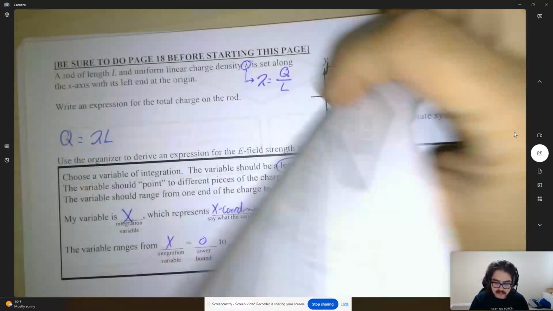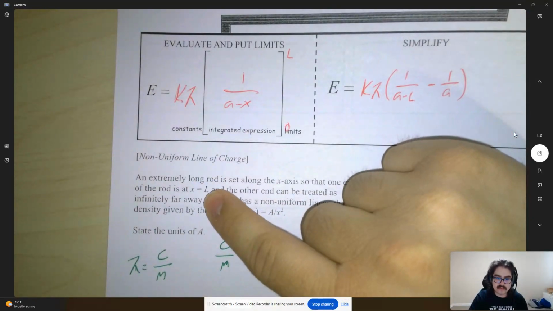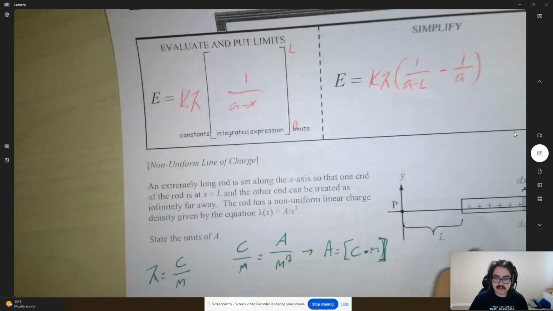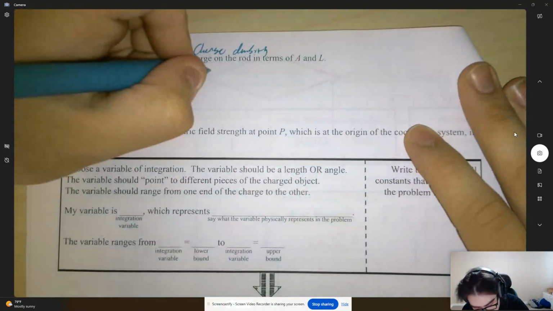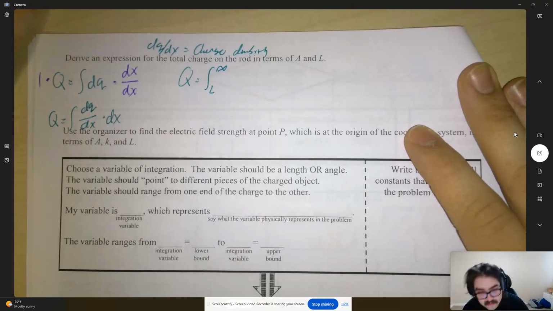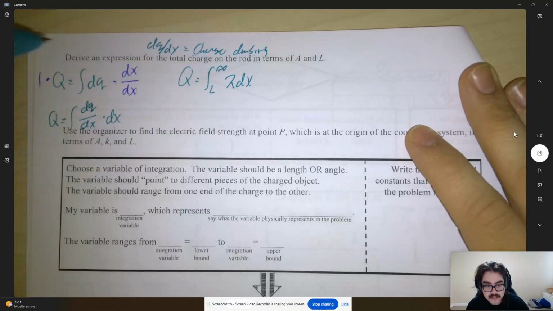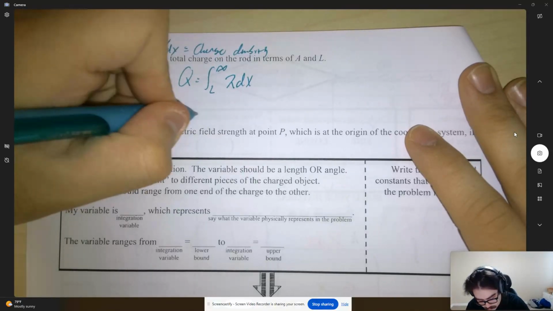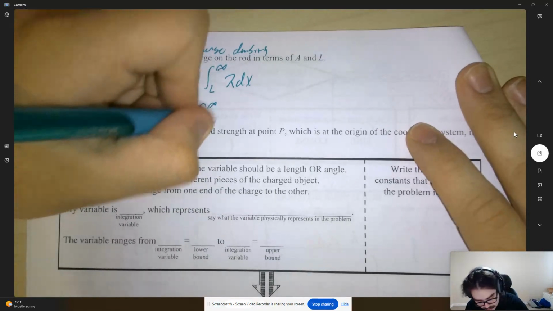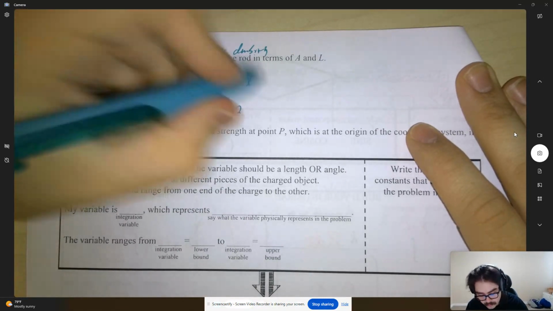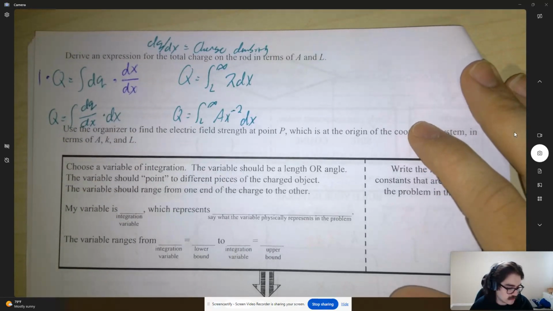This rod, it says it's infinitely long. Does it say? Yeah, it says extremely long, which means infinitely long. So it starts at L and goes all the way to infinity. So I'm going to integrate from L to infinity, and I'm going to do lambda dx. And then I just got to plug in my lambda. Q equals the integral from L to infinity of lambda, which is A x to the negative 2 power dx. And I wrote it as a power just to make life really easy for me.